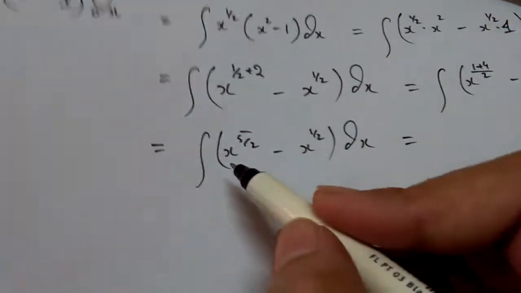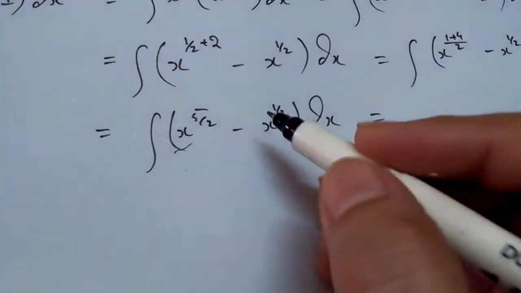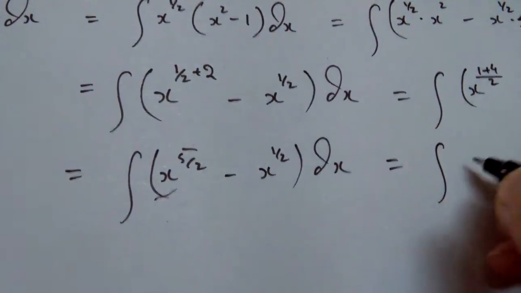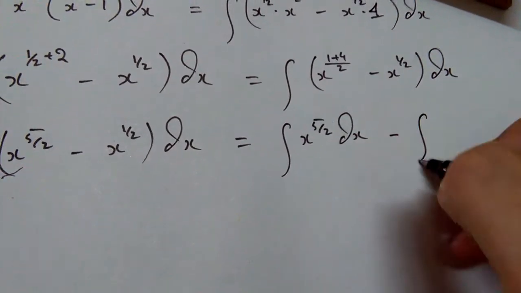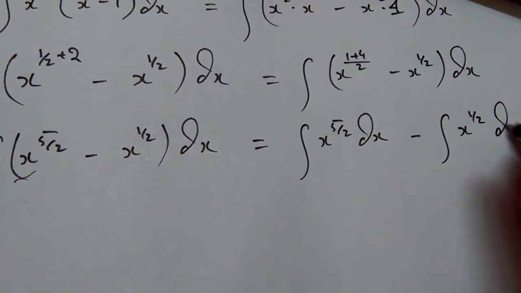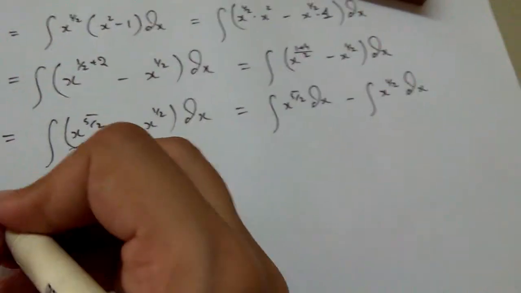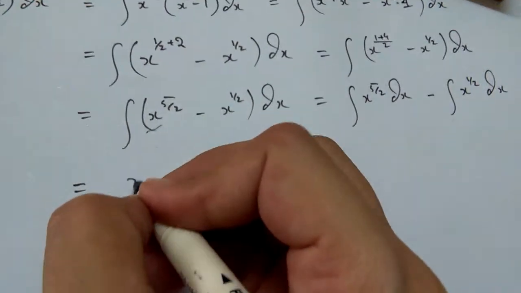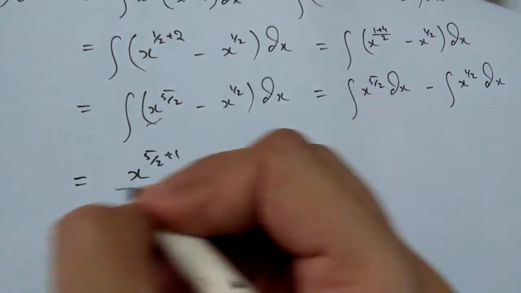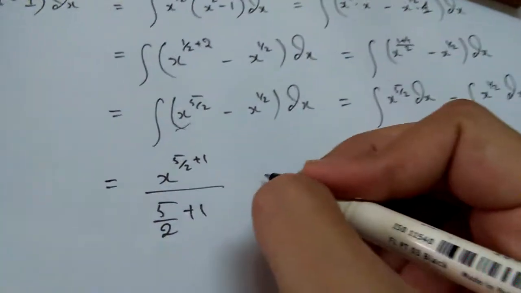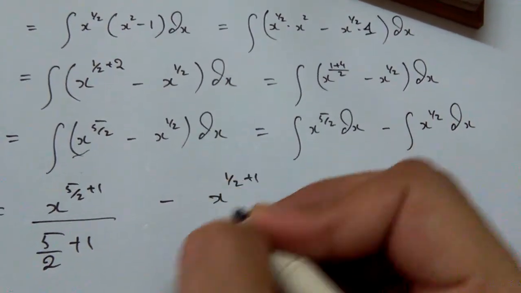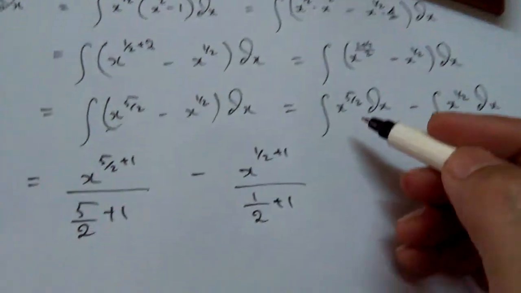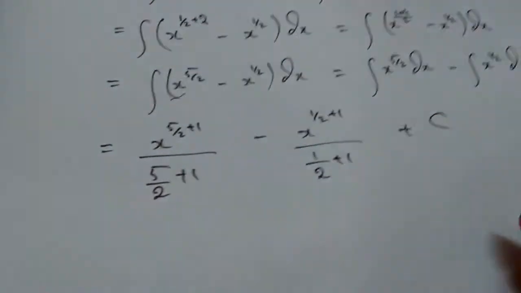That's it. Now you apply the integral individually over here. It becomes something like this. Now once again, it is the format of integral of x power n. Apply the formula of x power n, and it is x power n plus 1 upon n plus 1 minus x power half plus 1 upon half plus 1. Because of the indefinite integral, we put some constant for the compensation.